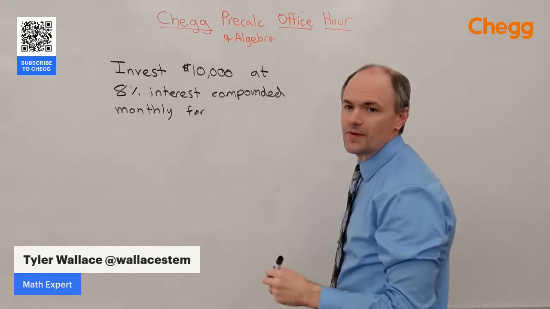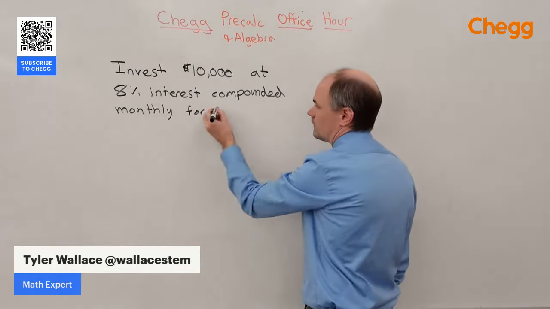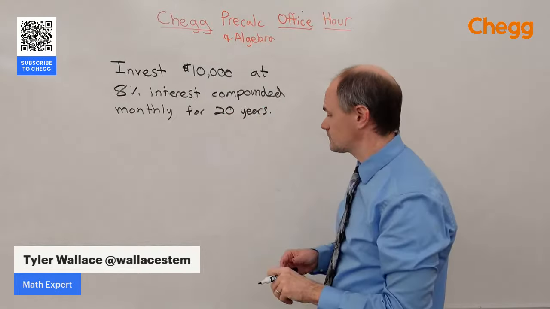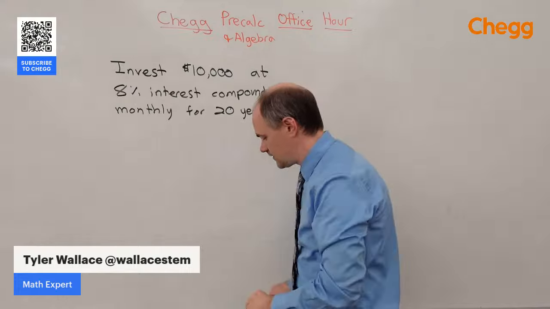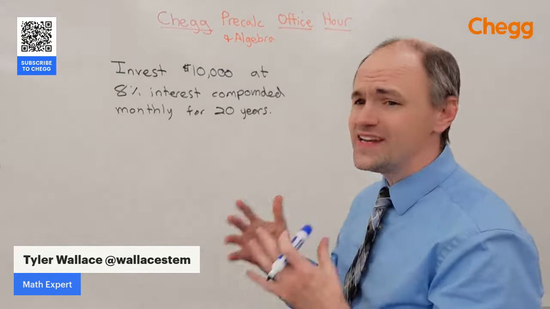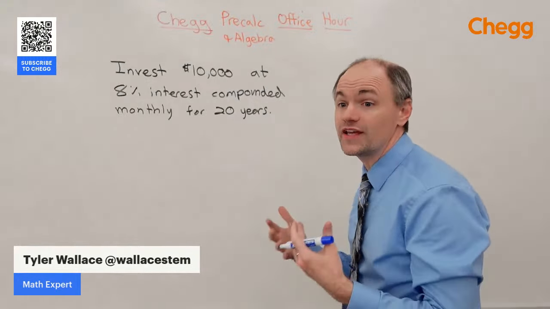For how long do we want to leave it in the bank? Let's put it in the bank for 20 years. There is a formula for compound interest that you probably don't need to memorize. You might want to be able to look it up.